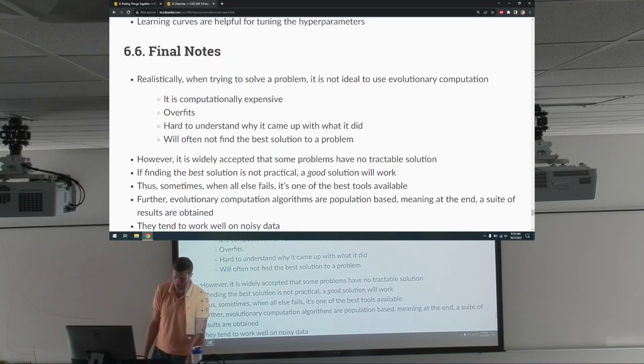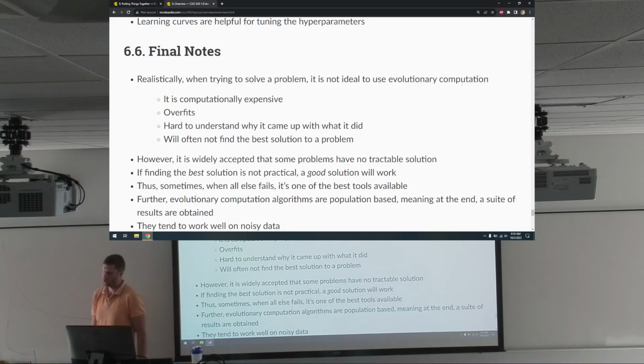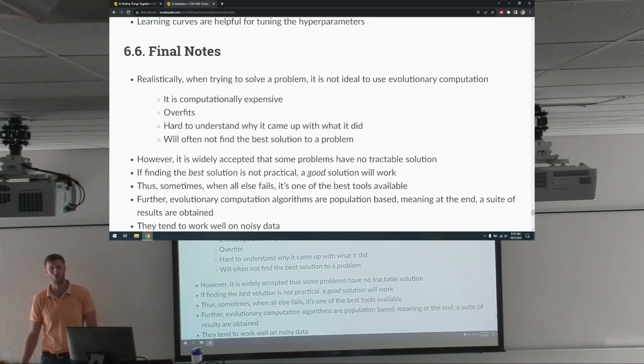And then a final note. When trying to solve a problem, you don't want to use evolutionary computation. You don't use evolutionary computation unless you have to. It's a last-ditch effort. It's the same thing with deep learning. They're in the same class of type of algorithm, computational intelligence. You don't want to use these algorithms if you don't have to. But there's some problems out there where we go, I don't know what else to do. And you throw these behemoth algorithms at them and you finally get results.